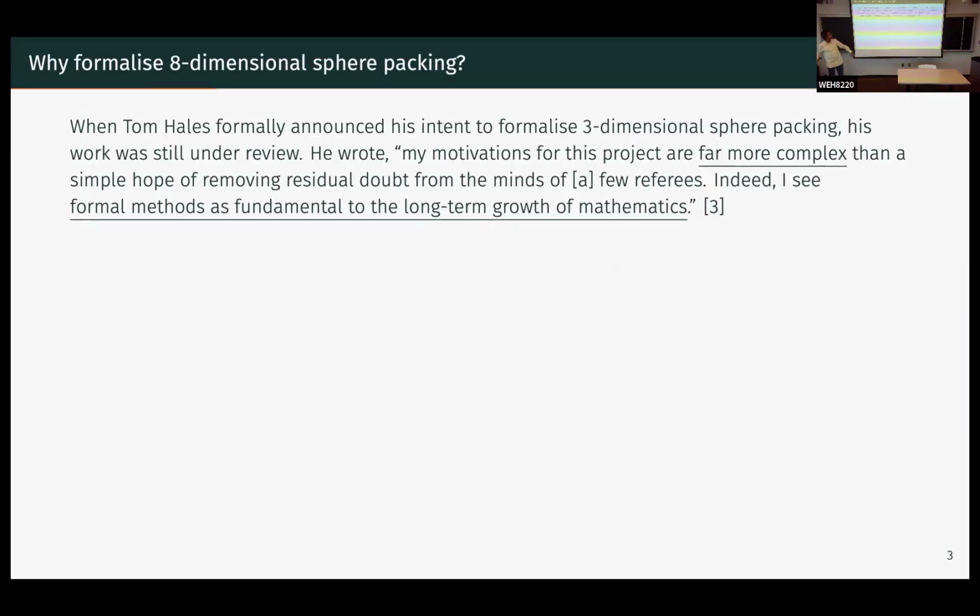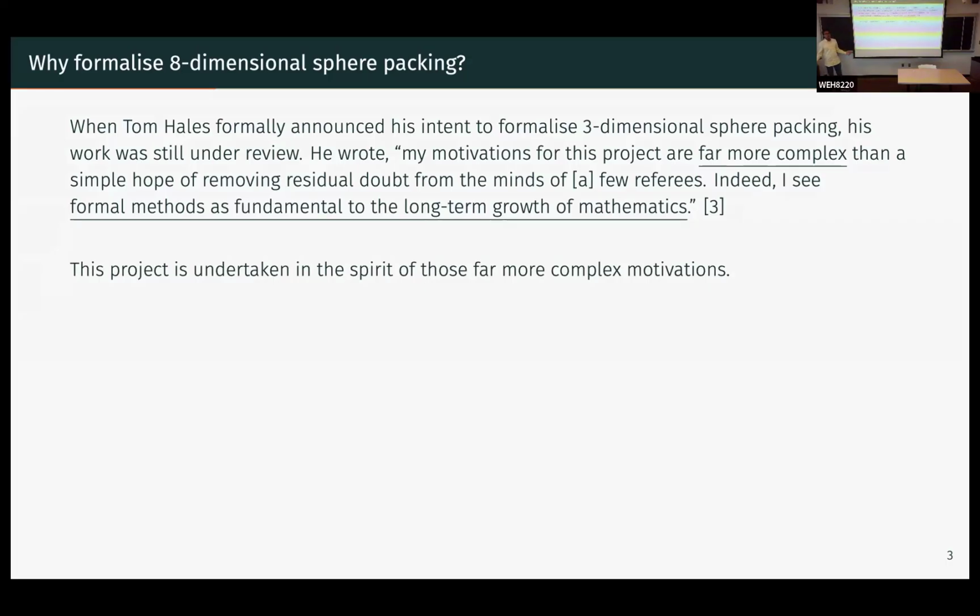And he wrote something very interesting about his motivations. He said that he views formal methods as fundamental to the long-term growth of mathematics. And he spoke of far more complex motivations than merely removing doubt from referees. And really, it is in the spirit of these more complex motivations that this project was undertaken.